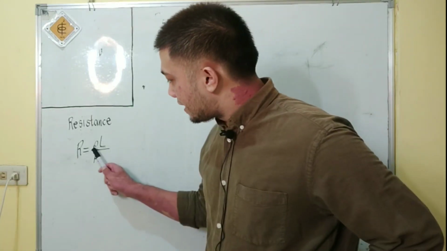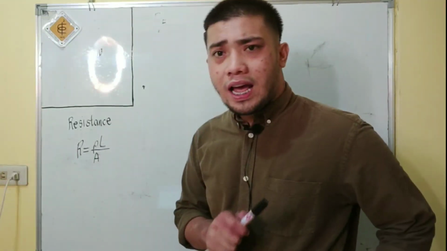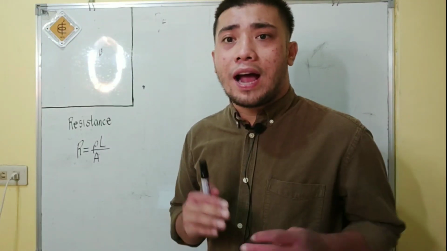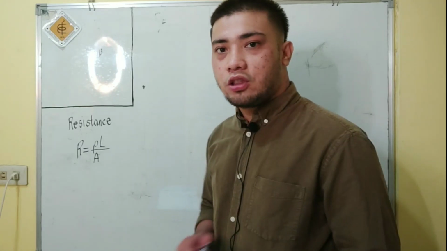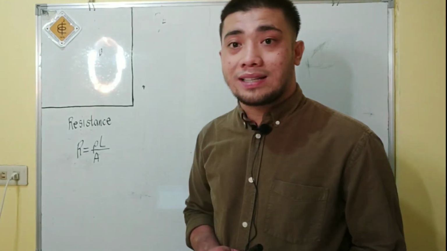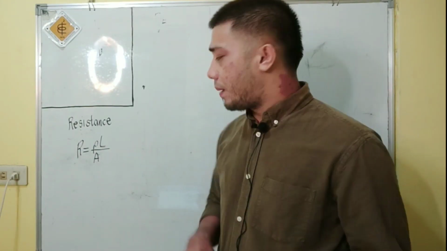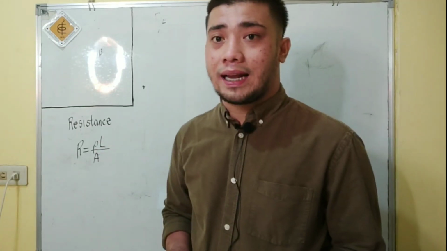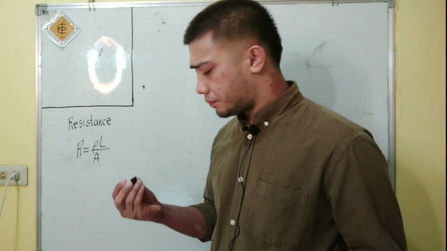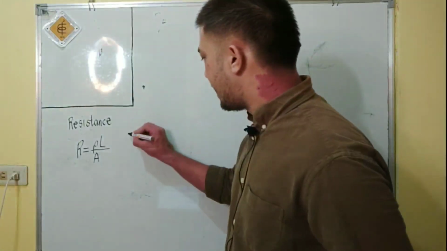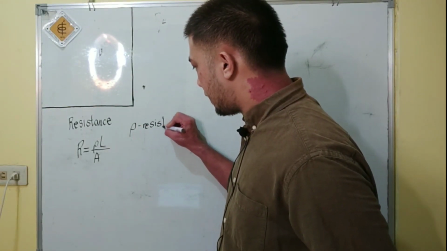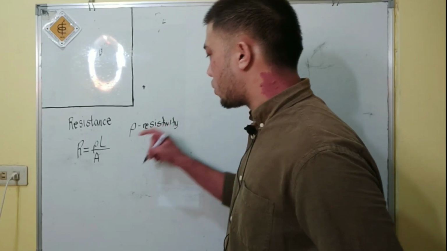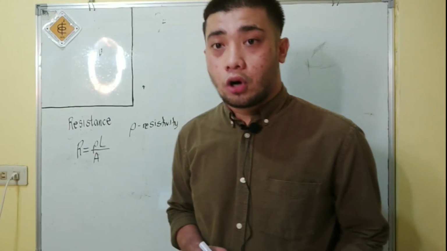Ito ay ang resistivity, o kung ano ang nature ng conductor na ginamit ninyo. The second one is the length, and the third one is the area. Okay, so pag-usapan natin yung 3 mahalagang bagay na yan. For the resistivity, again, rho is the resistivity. Again, it has a denotation of Greek symbol, rho.